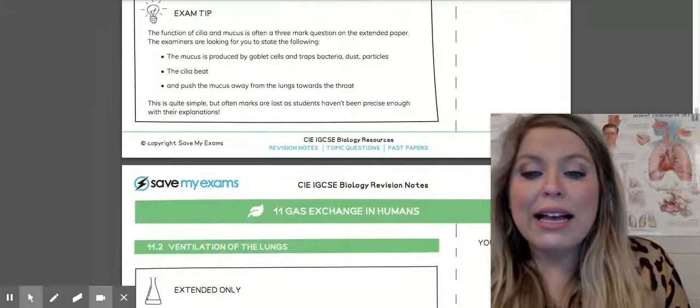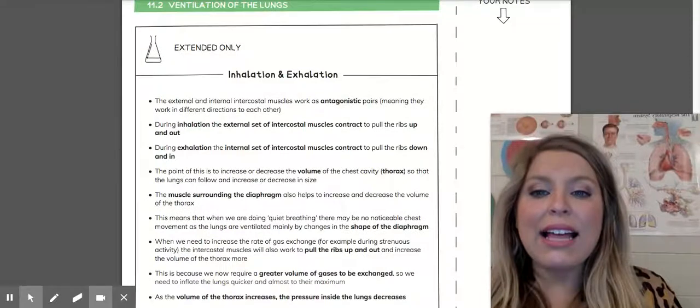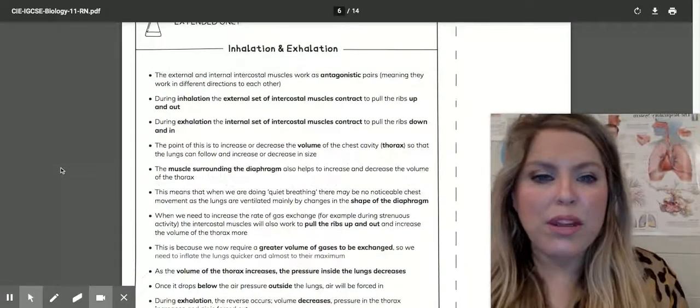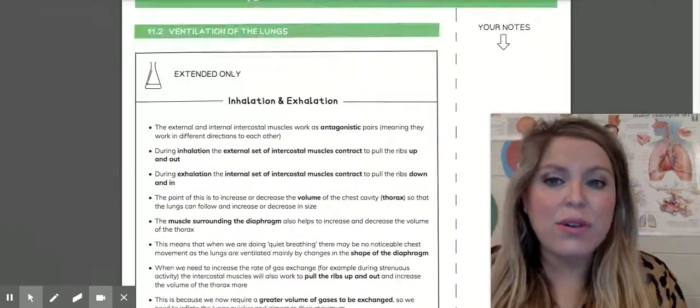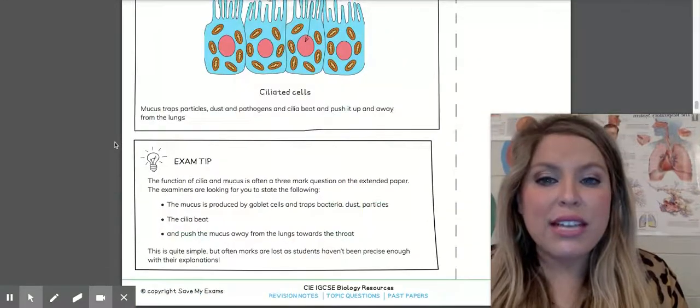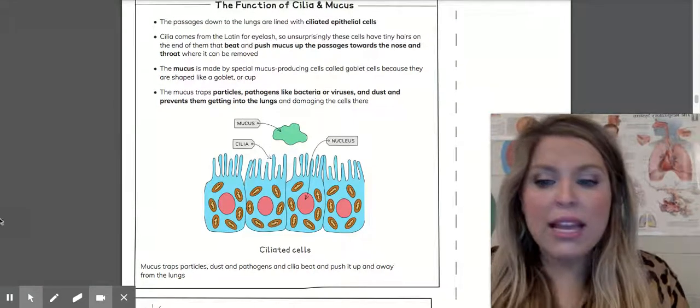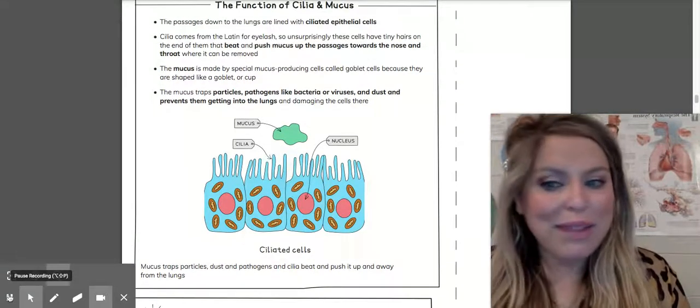Now, looking at the last part, inhalation and exhalation, what we'll pick up on with breathing movements here in the next video. So go ahead, head on over to your CFU. Make sure you get your diagrams and all your notes. It's going to be so important. And that's a wrap. Good job, guys.